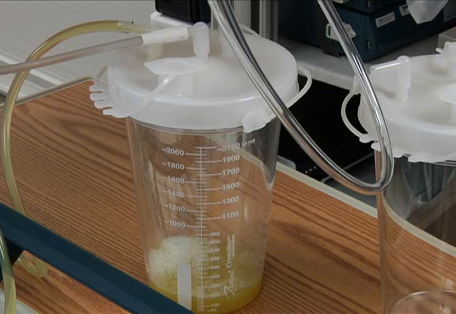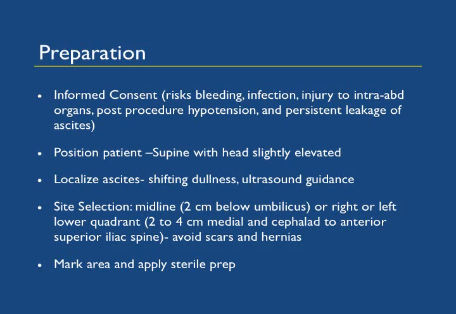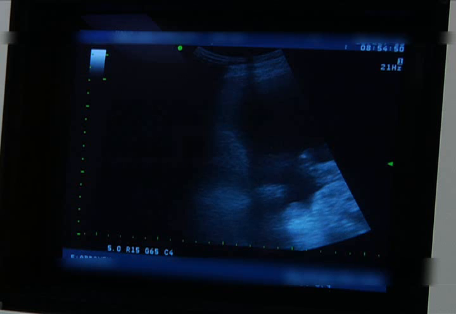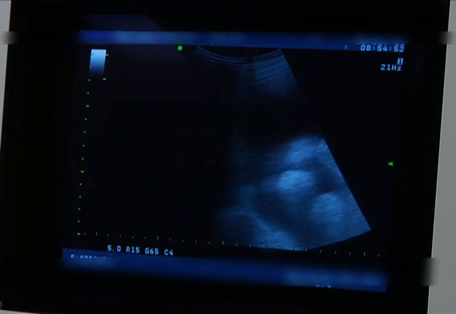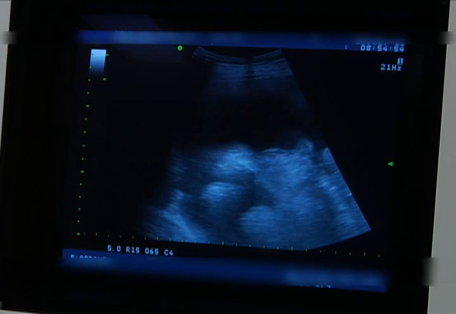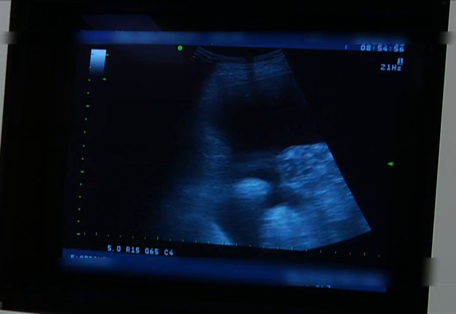Prior to initiating the procedure, you will need informed consent, advising the patient of the risks, including bleeding, abdominal wall hematoma, infection, injury to intra-abdominal organs, post-procedural hypotension, and persistent leak. The patient should then be placed in a supine position with the head slightly elevated. You next localize the ascites using either a clinical exam for shifting dullness or, if possible, using ultrasound guidance.